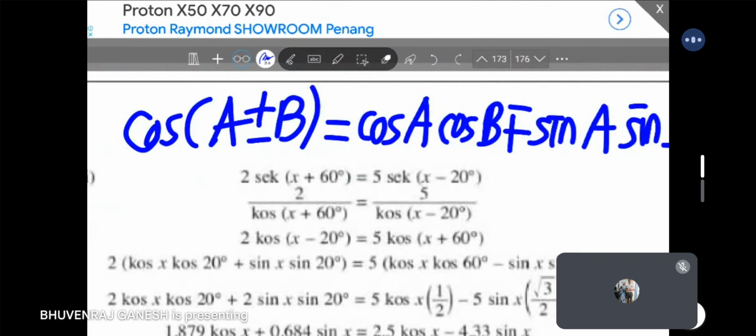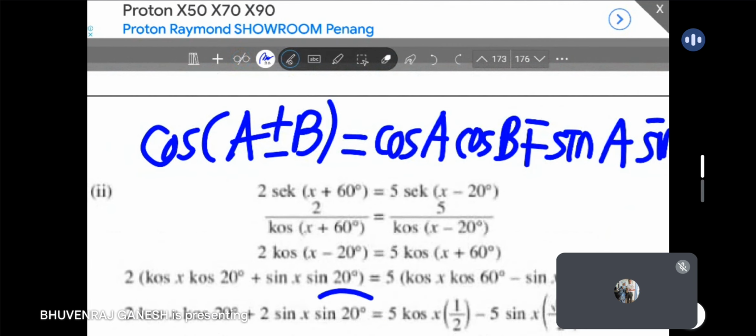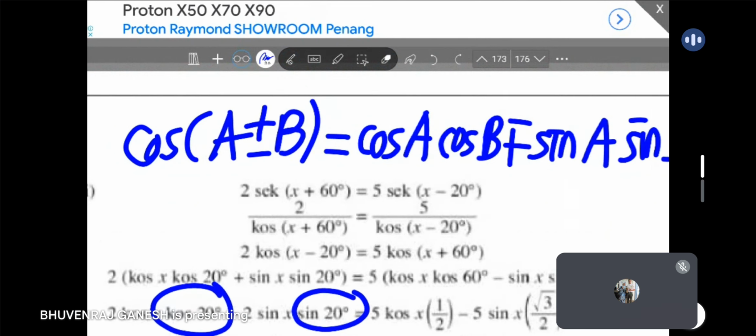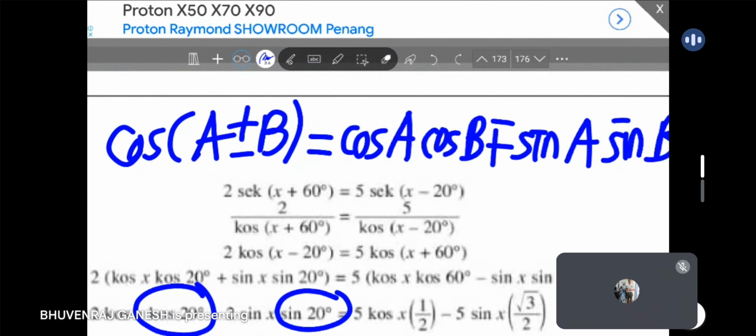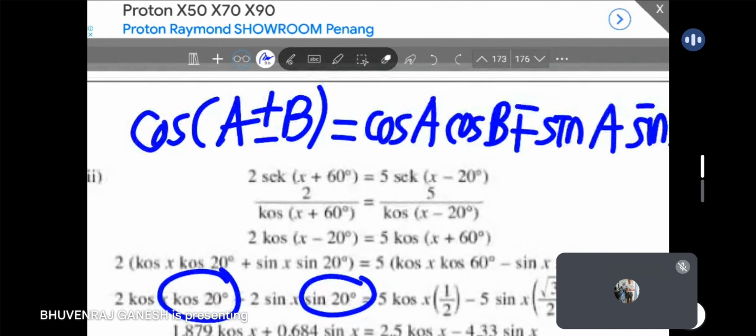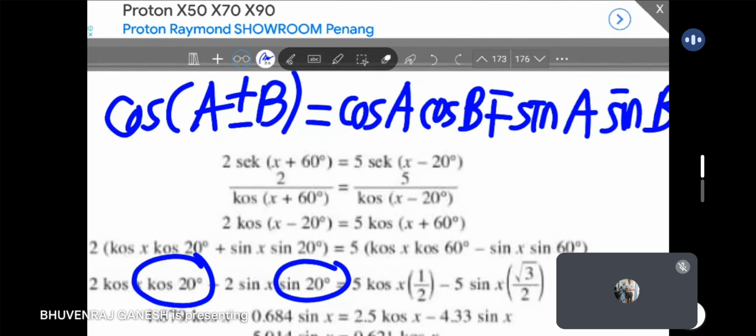And then you just substitute the value, gantikan nilai. So for cos 20 and sin 20, you don't have a special angle, tak ada sudut khas yang boleh wujud kat segitiga. So you guys just substitute the value only lah, gantikan saja nilai dari calculator. Just press calculator to a certain decimal place. Over here, 3 decimal places enough, 3 tempat perpuluhan cukup. And then cos 60, sin 60, I think you guys know already how to use the triangle. You get half and root 3 over 2.